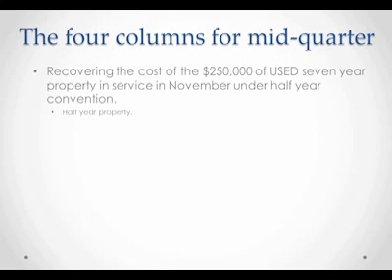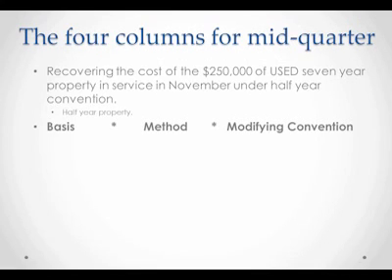And then in this example, the 7-year property is also half-year property, even though it was placed in November, because we placed less than 40% in total in the fourth quarter in this particular year. So basis method, modifying convention. Remember that when we use the modifying convention, when we use the tables, the modifying convention is built in.